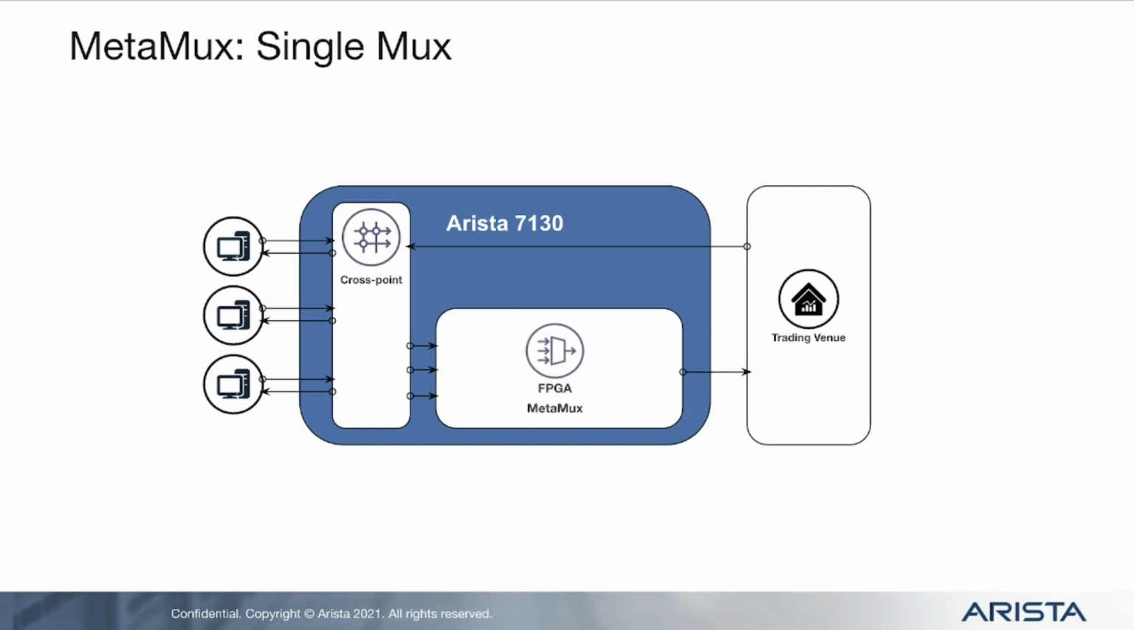Metamux allows us to use the FPGA to take packets that come in from multiple transceivers and aggregate them to exit through a single output. This output can then be sent out on a single port or to multiple ports using that layer 1 crosspoint.